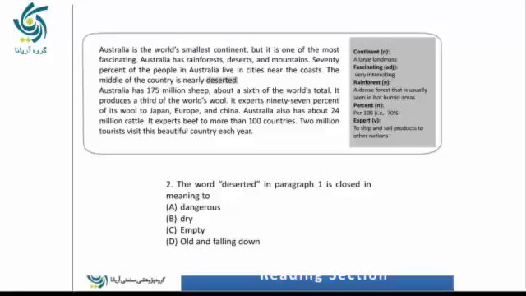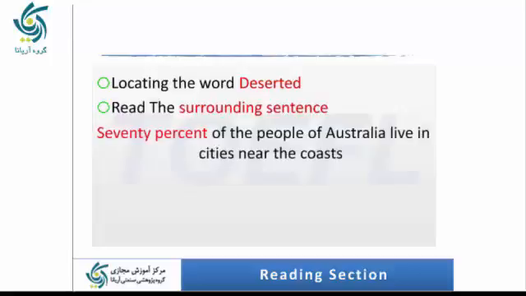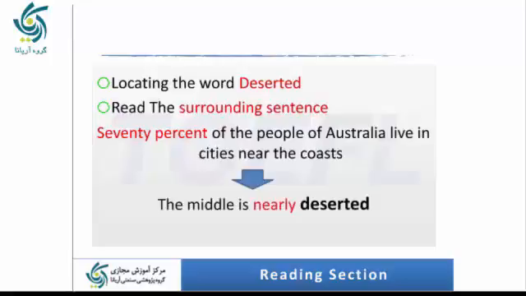Okay, now we've got the word deserted. So for the first thing, we need to locate the word deserted in the passage. Afterward, we need to read the surrounding sentences, the sentences which come before or after this key word. So the previous sentences are: 70% of the people of Australia live in cities near the coast. The middle is nearly deserted. So these are the sentences.